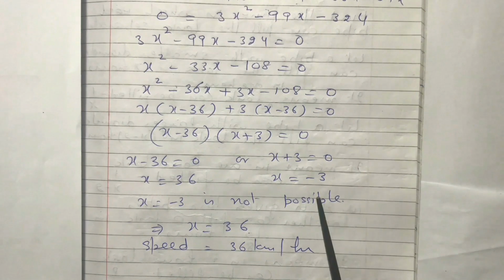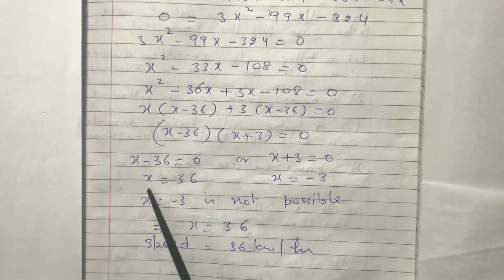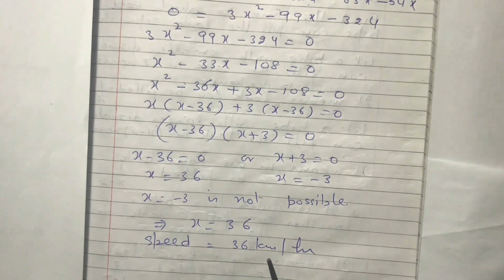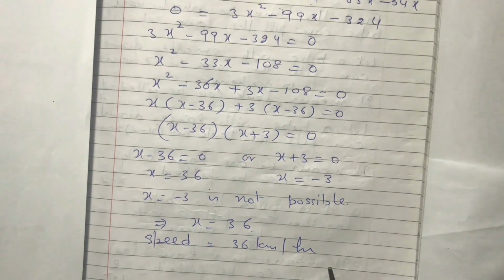Negative speed train की नहीं हो सकती. So x is equal to 36. That is the speed of the train. Speed of the train is 36 km per hour. So that is the answer.